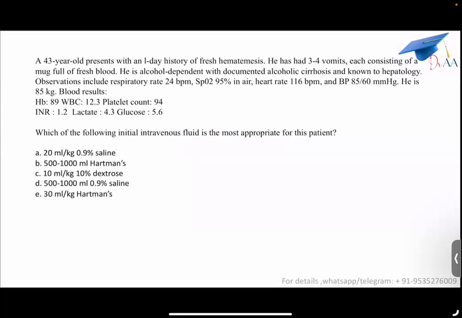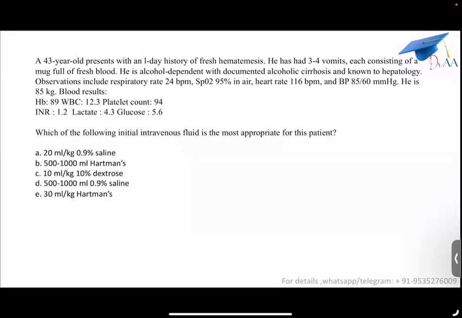Okay, let's go with the question and answer session now. These are the recall questions we're discussing now. We have a 43 year old gentleman who presented with a 1 day history of fresh hematemesis. He had 3 to 4 episodes, each consisting of a full mug of fresh blood. He is alcohol dependent with documented alcoholic cirrhosis and is known to the hepatologist.